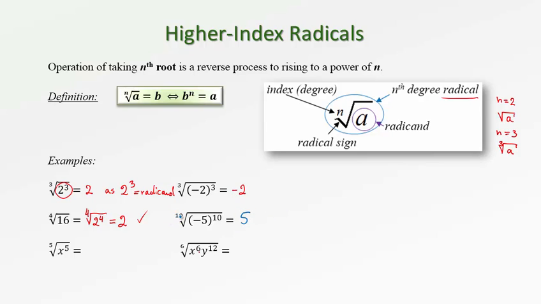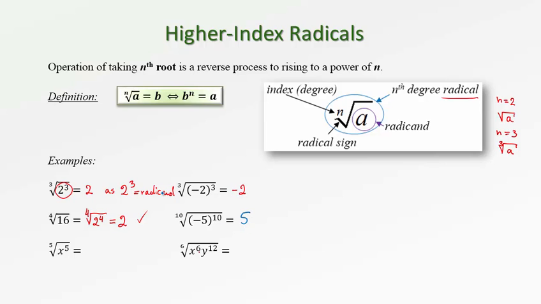Therefore, thinking about cancelling the index with the exponent works perfectly well for odd degree radicals, but for even degree radicals, we need to be careful. We need to always leave the answer positive.